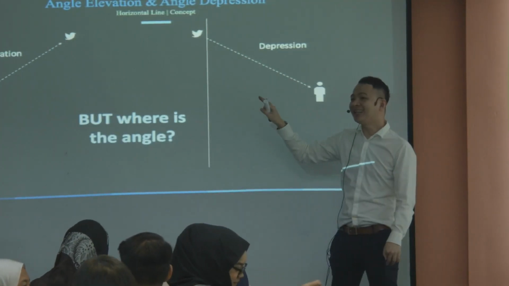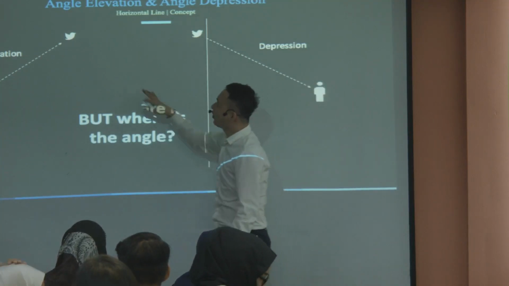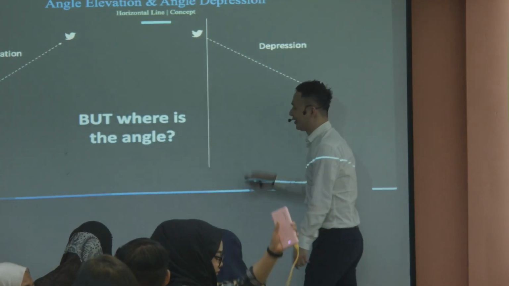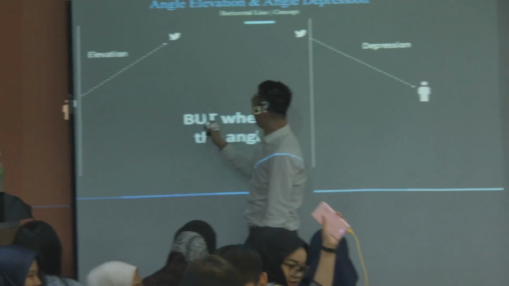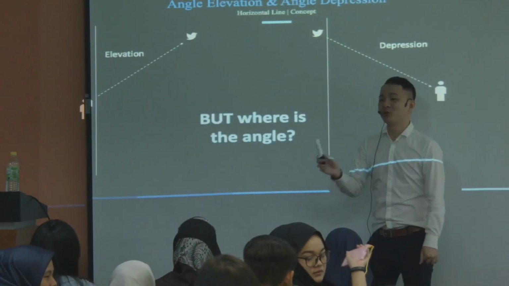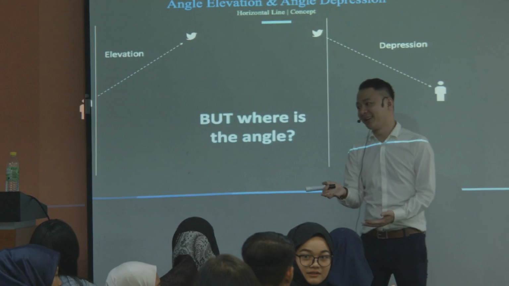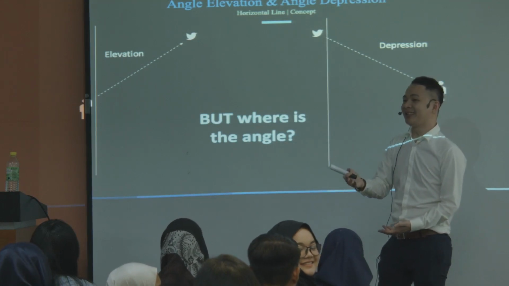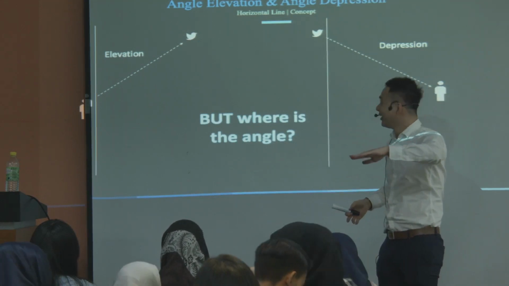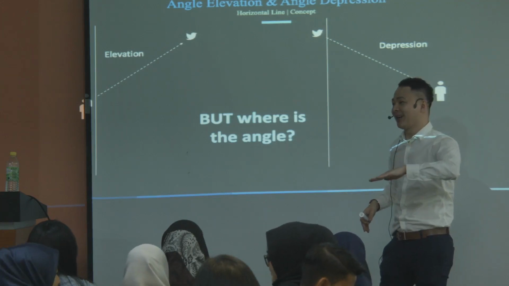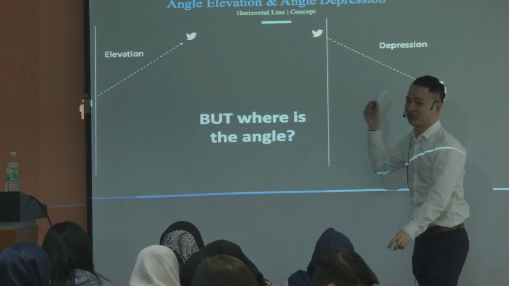Over here, angle of elevation. When we call angle of elevation, angle of depression, right? One of the very important things is you must always have the horizontal line. When we say horizontal line, that means the line must be parallel to the x-axis. If you couldn't find a line parallel to the x-axis, you cannot get angle of elevation or depression.